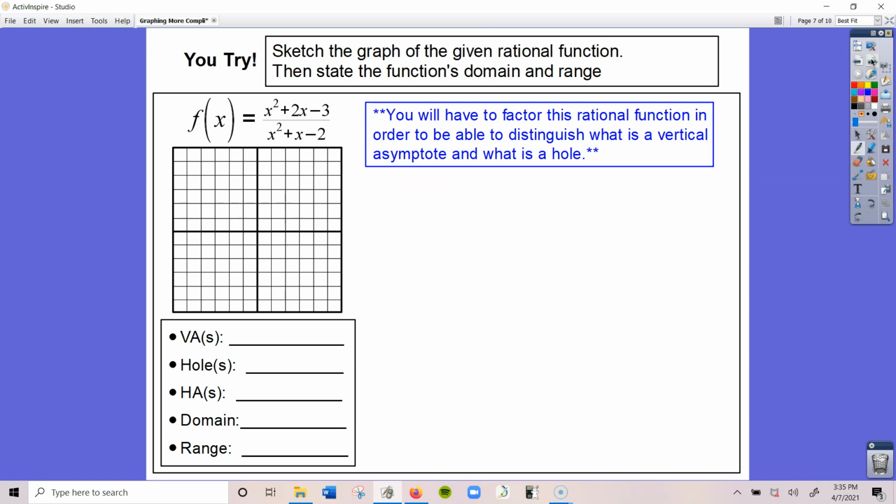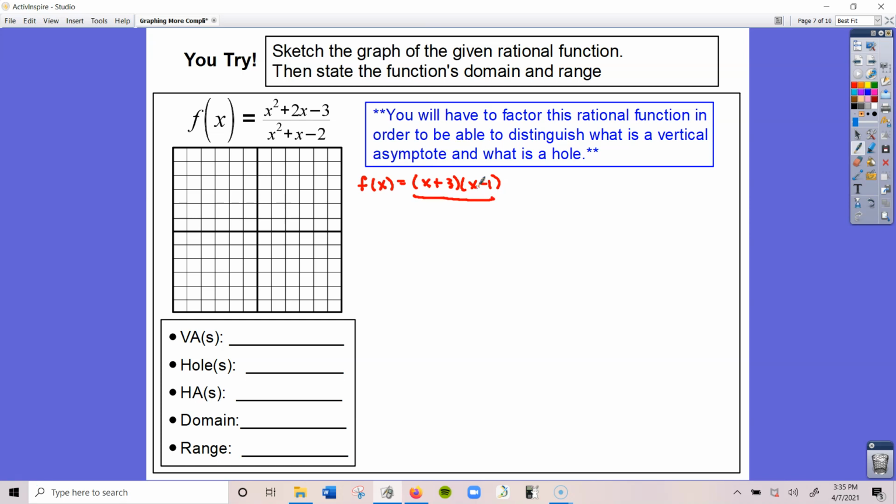We have here f of x is equal to x squared plus 2x minus 3 over x squared plus x minus 2. So first, in order to figure out the vertical asymptotes and the holes, we would need to factor the entire equation. So that's what we're going to start off with. The numerator, x squared plus 2x minus 3, can be factored to x plus 3, x minus 1, since 3 times -1 is -3, and 3 minus 1 is +2.